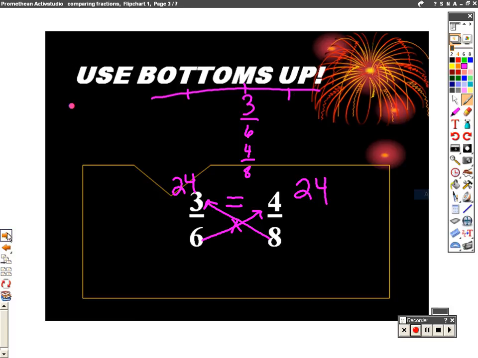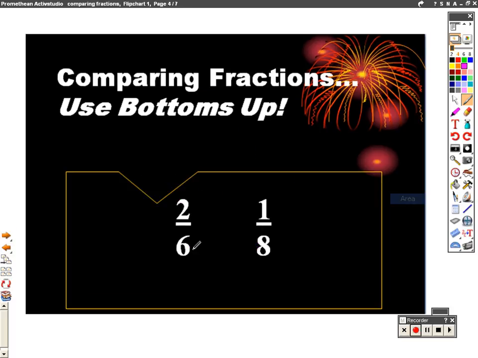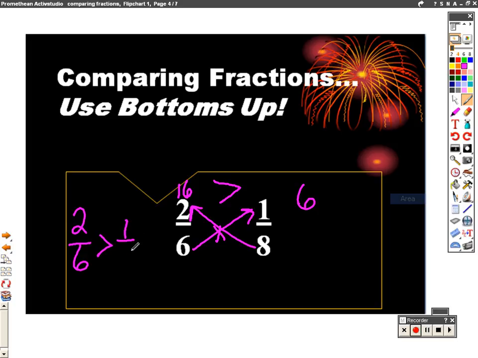Let's look at another one. Bottoms up. 6 times 1 is 6. 8 times 2 is 16. 16 is bigger than 6. So 2/6 is bigger than 1/8. Okay?